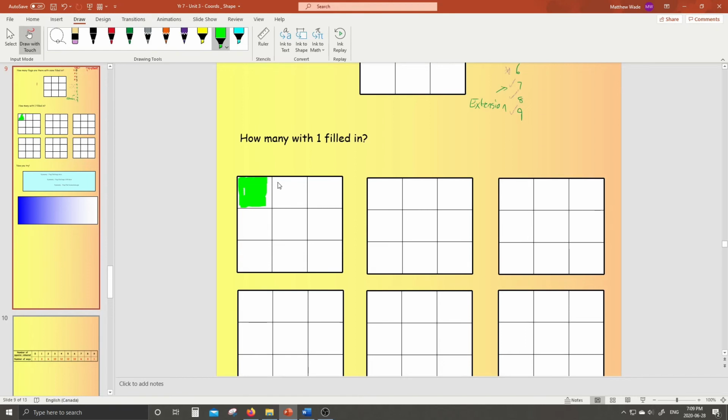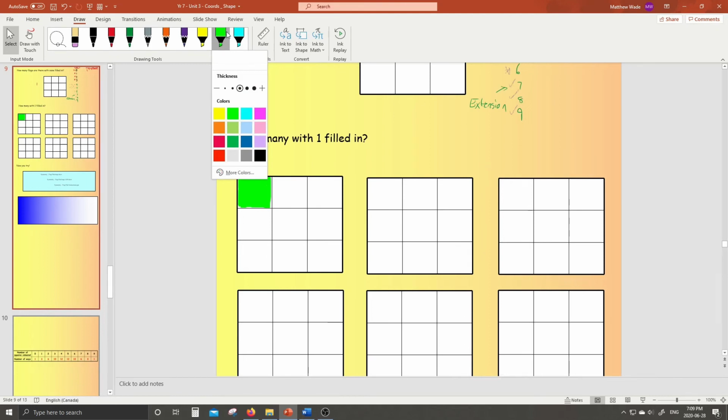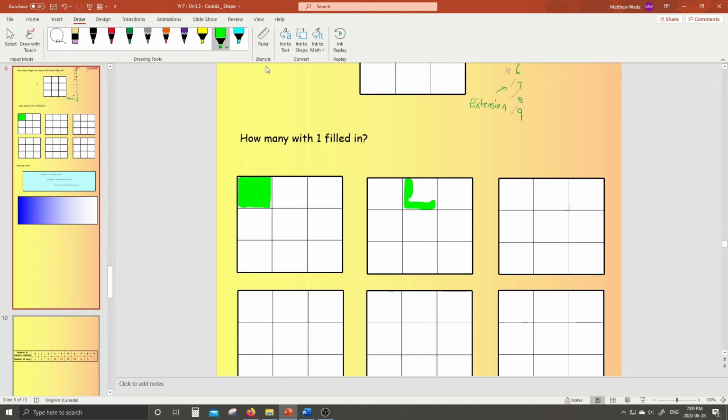Anyway, sorry about that. Here we go. So with 1 filled in, that's perfect. That's certainly one way because it's got that line of symmetry here on the diagonal. So that's the one way. Cool. Next way, well, we could have it here as well. If we colored in this one as a second flag, that would be cool too. We could have that one too, because that's going to be a line of symmetry down the middle.